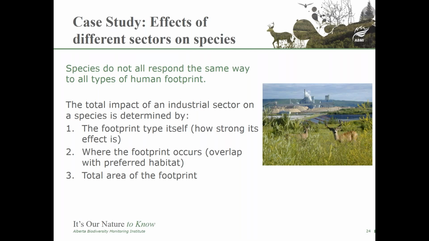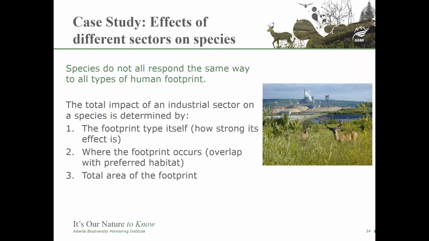This case study examines how different species respond differently to human footprint types. So for example, a species that prefers young forest for nesting and foraging may show a negative response to cultivation because of habitat loss, but a positive response to forestry because of the creation of suitable habitat in harvest areas.